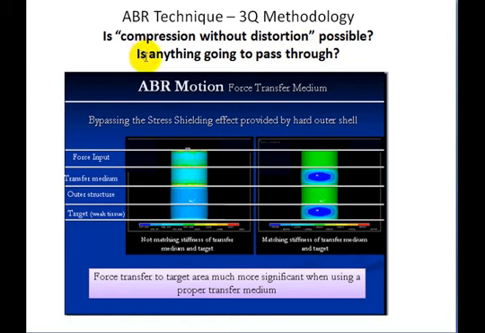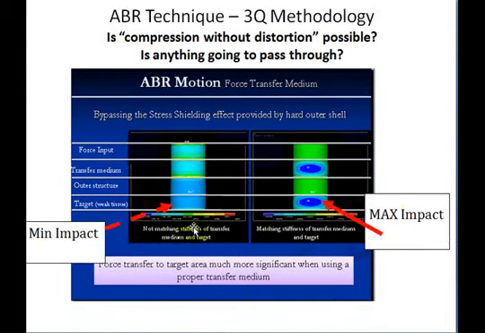So when we ask the question, is compression without distortion possible? Is anything going to pass through? Yes, very much so. It's going to be a maximum impact, the conversion, no matter what the outer force is, right? The conversion is going to get better if we use the proper force transfer mediums, the soft one, which is matching our weak, deficient target layers.